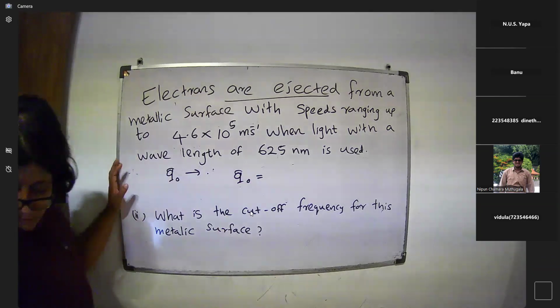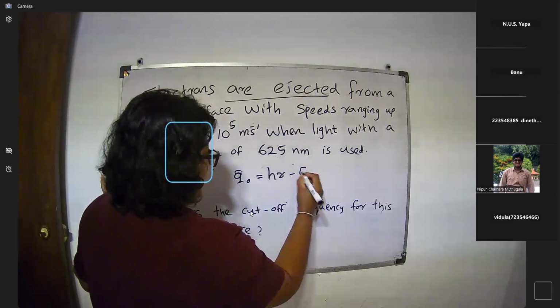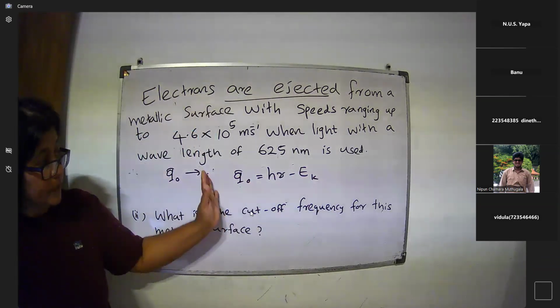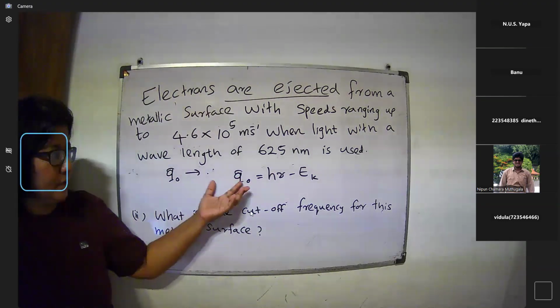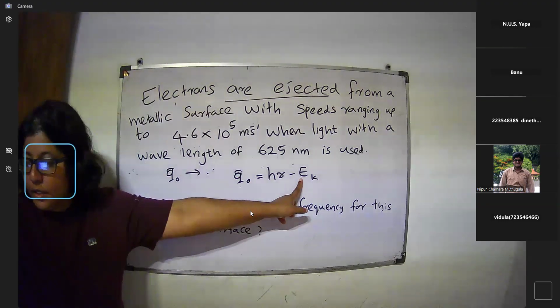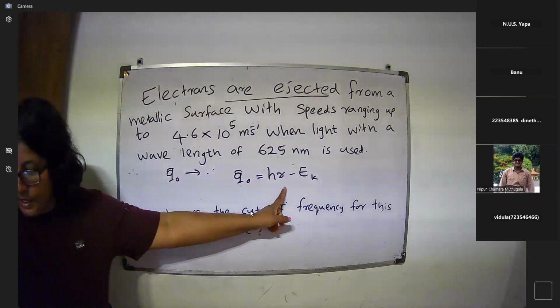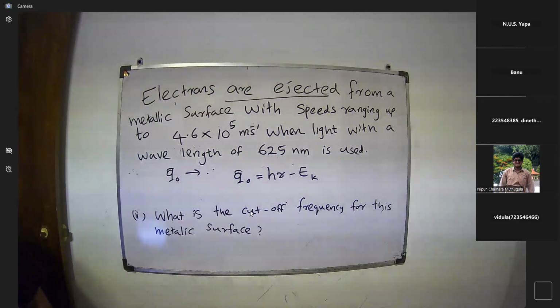equal h nu minus Ek. Ek is equal to h nu minus phi naught. Then we can rearrange the equation: phi naught equals h nu minus Ek, the maximum kinetic energy. h is the Planck constant and nu is the frequency, the photon's frequency, right?